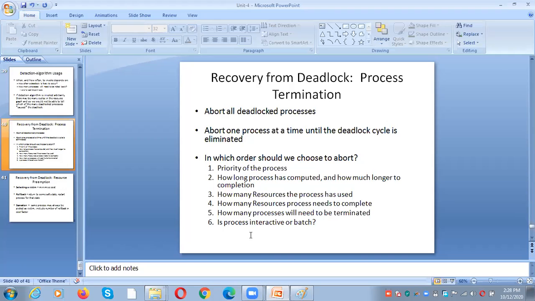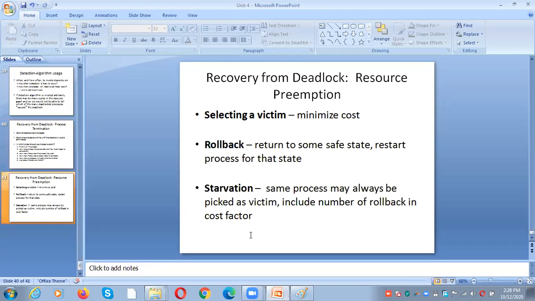you need to consider the priority as well as how much computation time it has already used, how long the process has been executing, what resources are already utilized by the process, what resources are still needed to complete the task, whether it is an interactive or a batch process, a single process or a batch process, and how many such processes you want to remove from the system in order to avoid the deadlock.